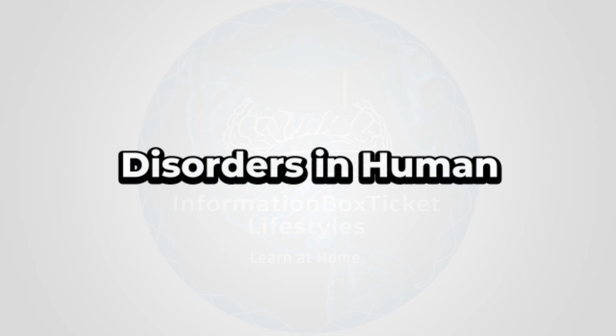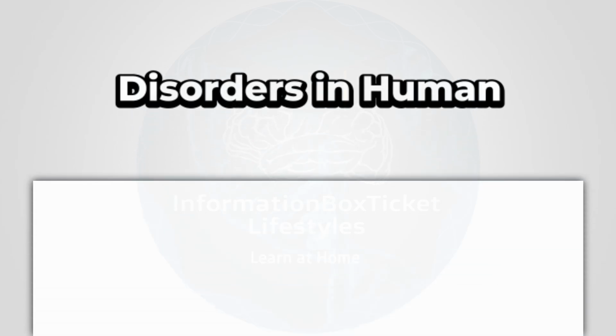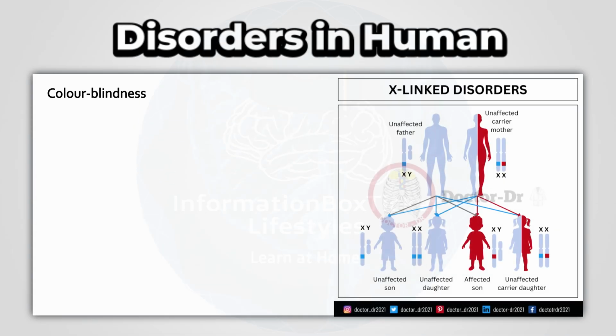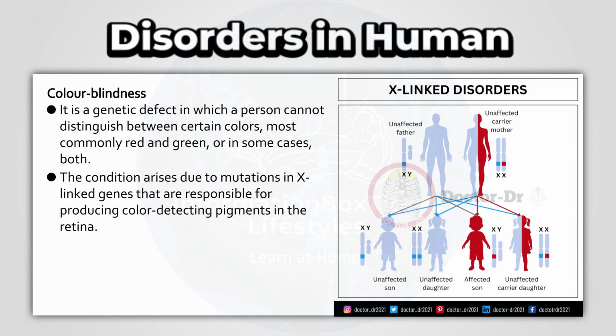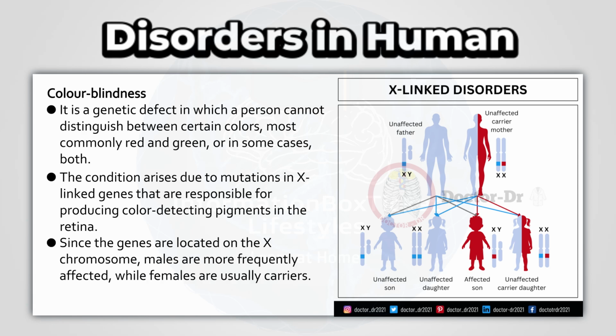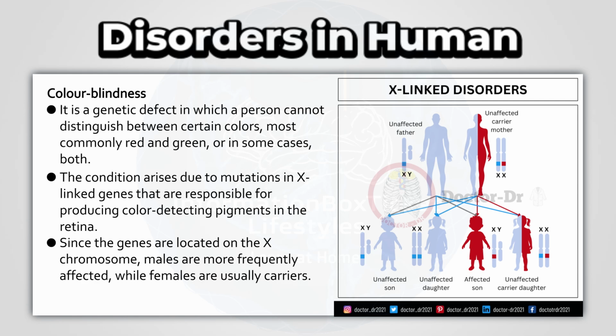Disorders in human. Color blindness. It is a genetic defect in which a person cannot distinguish between certain colors, most commonly red and green, or in some cases both. The condition arises due to mutations in X-linked genes that are responsible for producing color-detecting pigments in the retina. Since the genes are located on the X chromosome, males are more frequently affected, while females are usually carriers.